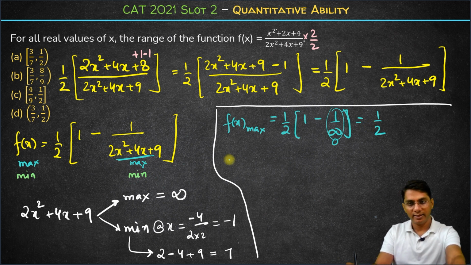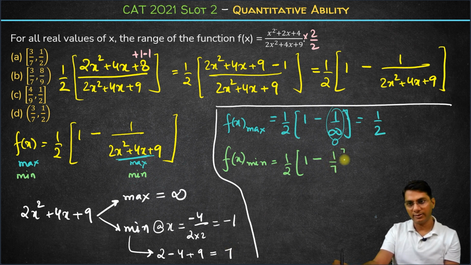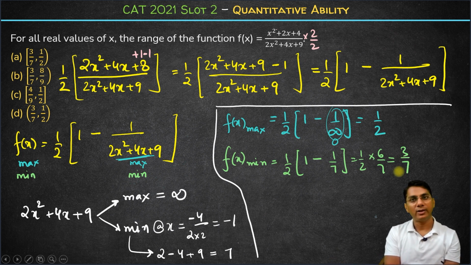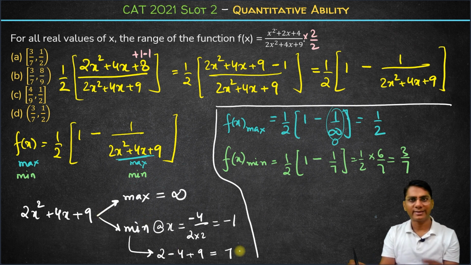Next is the minimum value. f of x minimum will be when the quadratic is minimum, which is half of 1 minus 1 upon the minimum value of this quadratic, which is 7. So this comes out to be half of 1 minus 1 upon 7, which is half of 6 by 7. This becomes 3 by 7. So the minimum value of the function is 3 by 7, and this will be included because f of x can attain the minimum value, when the quadratic is 7.